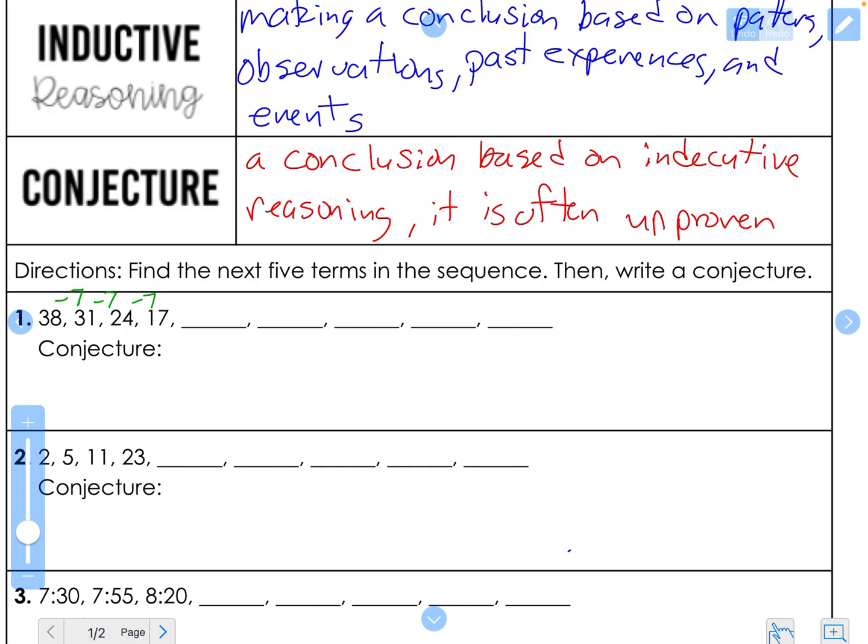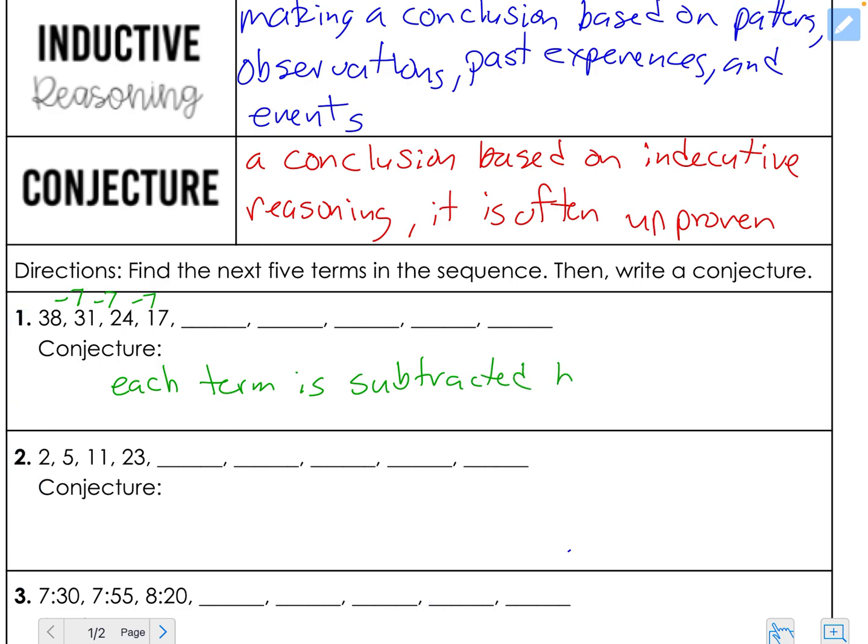So the conjecture that I'm going to make is that each term is subtracted by 7. And so if I were to fill out the rest of the terms, we should get 10, 3, negative 4, negative 11, and then finally negative 18. So this is what I think based on the pattern. Could there be another pattern? Maybe, but based on my observations and what I can tell, that is what is happening.